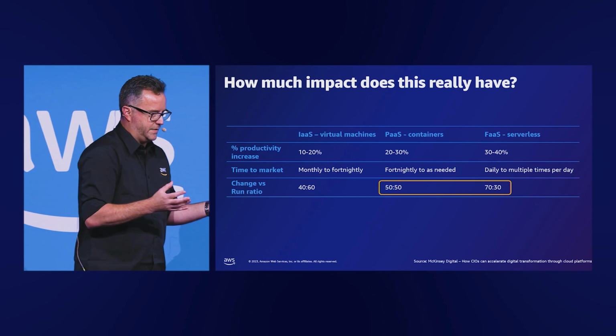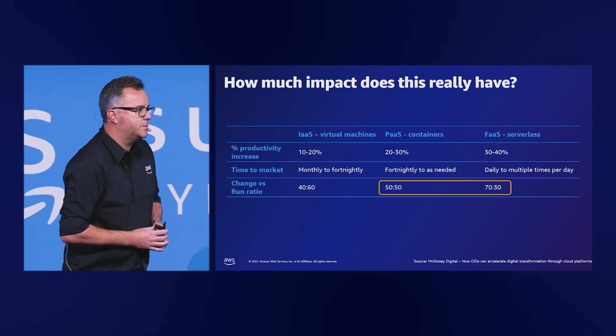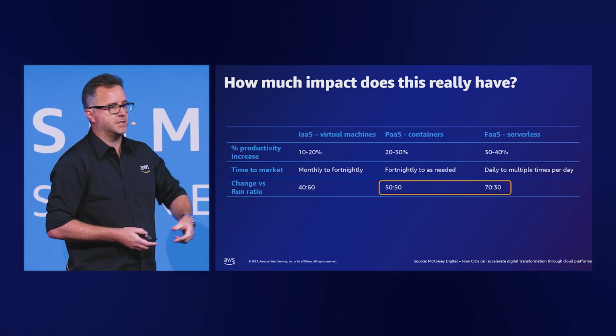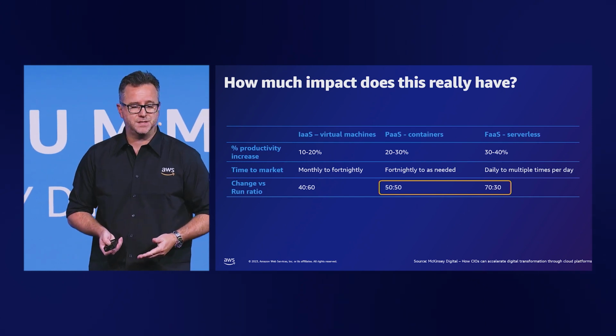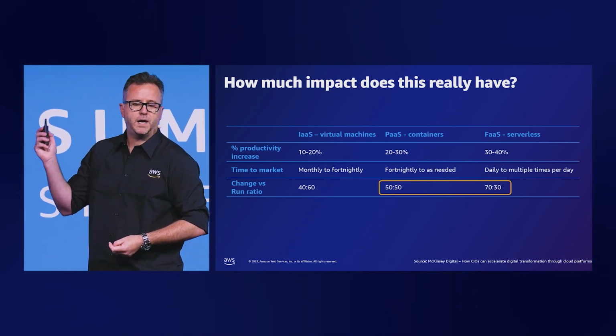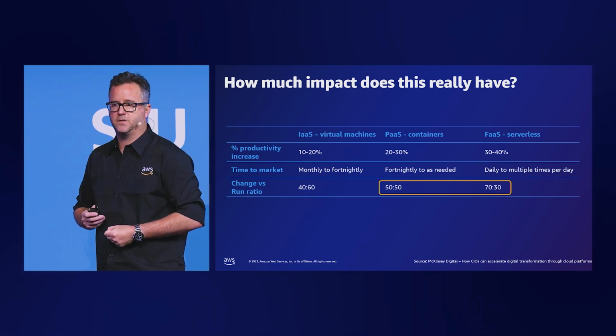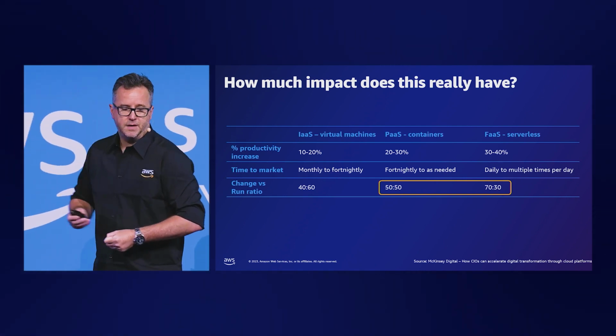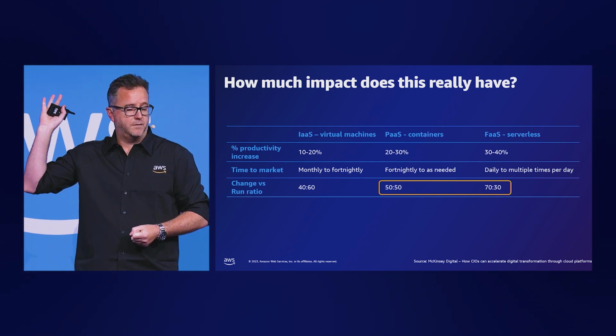So what are the numerics behind this? What sort of outcomes should we expect from building modern applications? And importantly, how do we actually measure ourselves for success? This was studied by McKinsey Digital in an article called How CIOs Can Accelerate Digital Transformation Through Cloud Platforms. And this table is a condensation of that article.